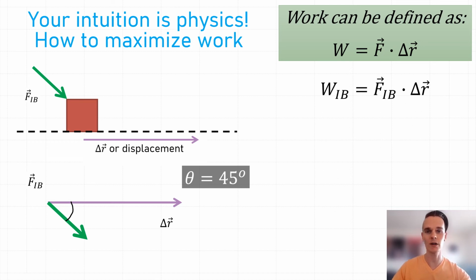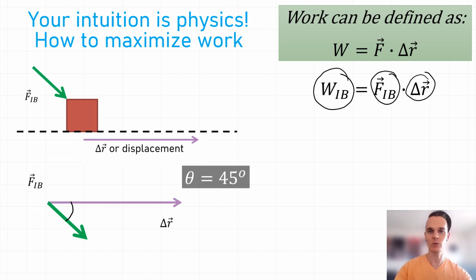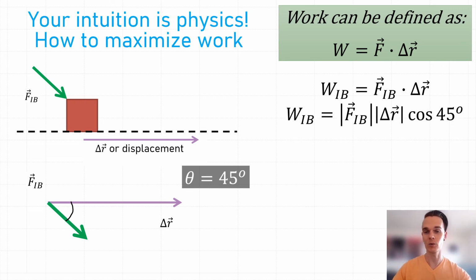The definition of work: the work that Ian does on the box in this new example is equal to the dot product between the force that Ian exerts on the box and the displacement vector of the box. Remember, the force that Ian exerts on the box in this example is pointing down and to the right. So whenever we use the definition of the dot product to simplify the right-hand side, we're going to have the magnitude of the force vector multiplied by the magnitude of the displacement vector multiplied by cosine of 45 degrees.